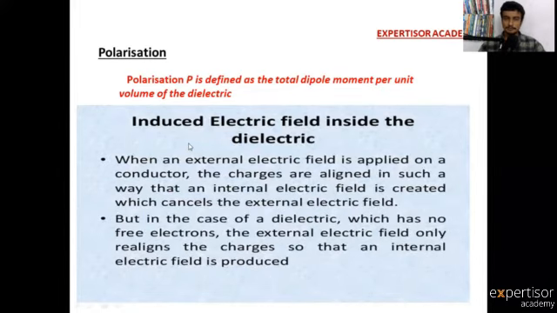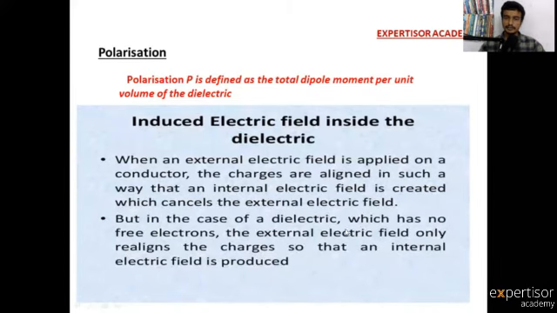Next topic: induced electric field inside the dielectric. What is that property? When an external electric field is applied on a conductor, the charges are aligned in such a way that an internal electric field is created, which cancels the external electric field. So that is in conductors.